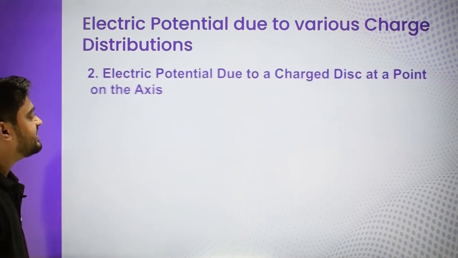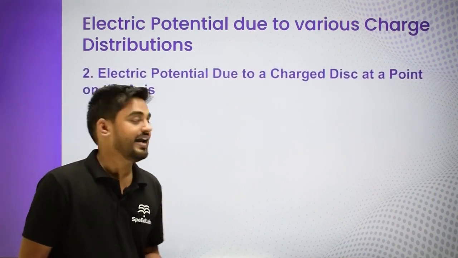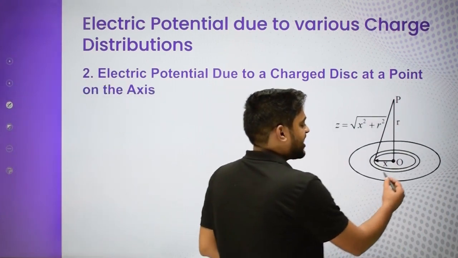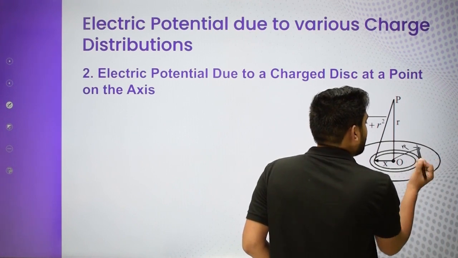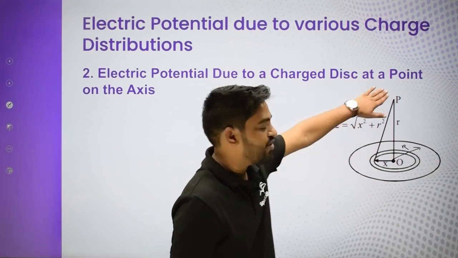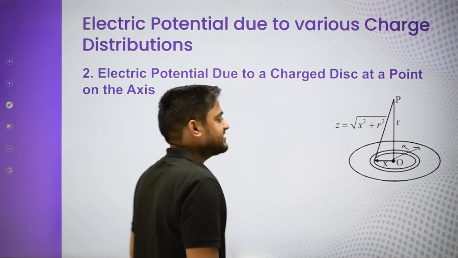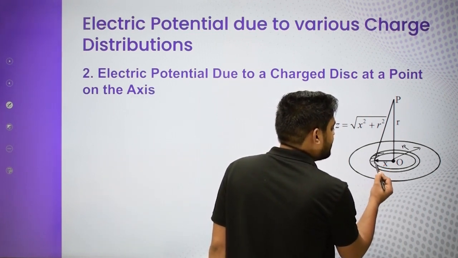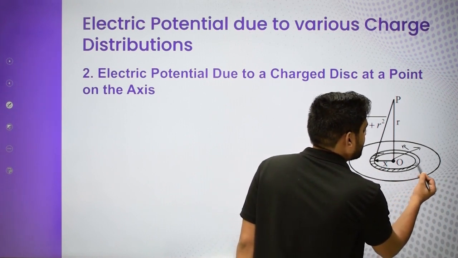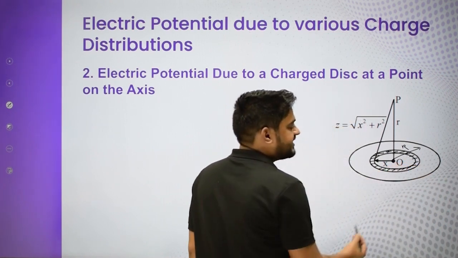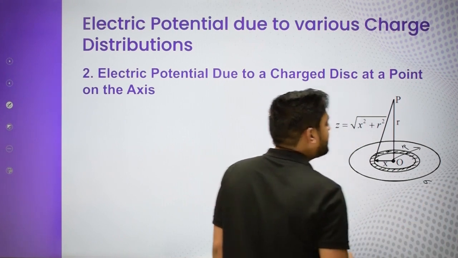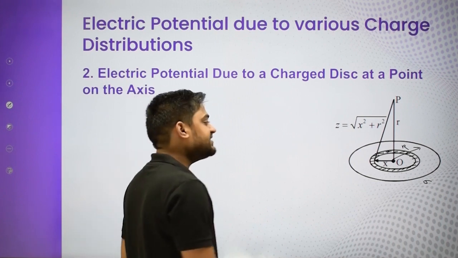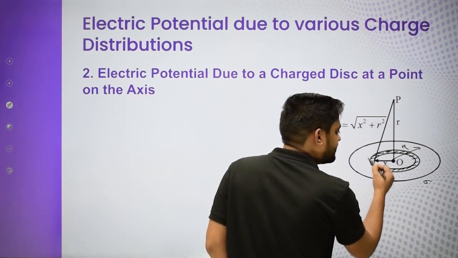Now the next object is electric potential due to a charged disk at a point on its axis. So here we have a charged disk, and this charged disk has radius capital R, and we have to get the potential at this point P, which is located at small r distance. Now what I am going to do is, I am going at x distance and taking this ring. So here let us say sigma is the surface charge density of the charged disk, and it is again a uniformly charged disk.